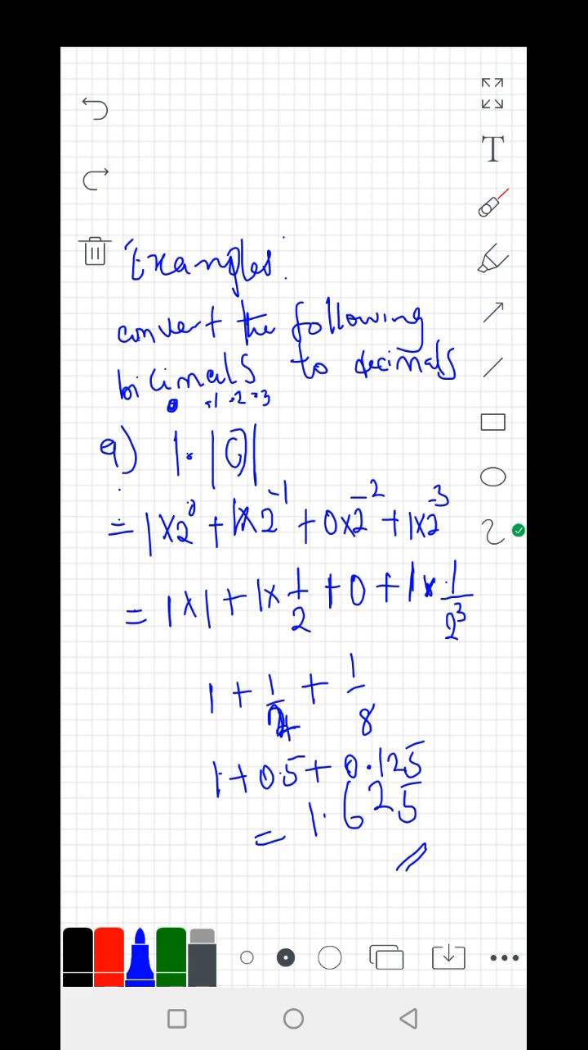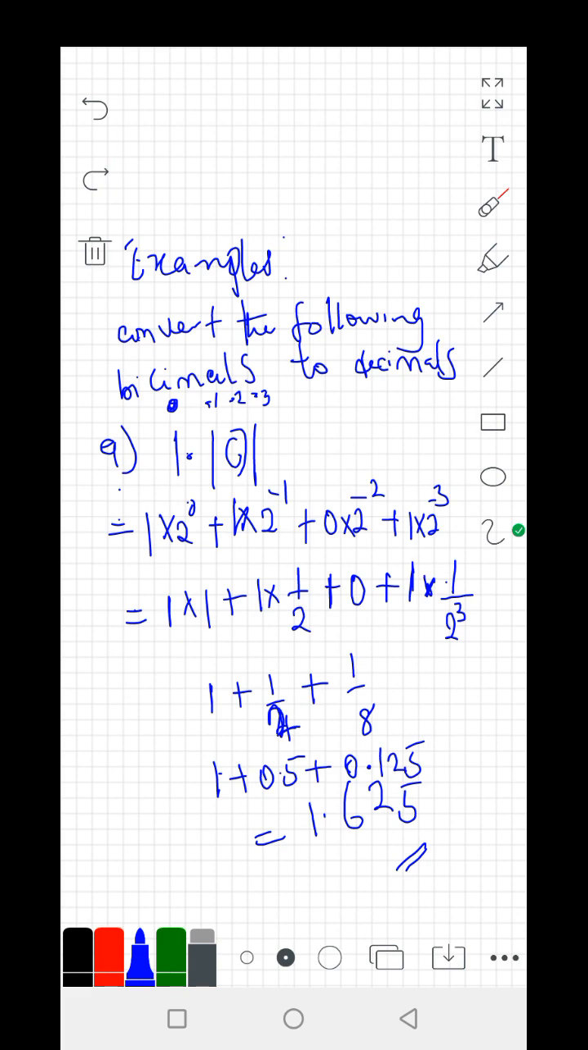So what you should take note of, to convert a bicimal to a decimal, we first express each digit as a power of 2, then change the powers to fractions. Okay, and you should note that base 10 fractions or decimals are based on negative powers.